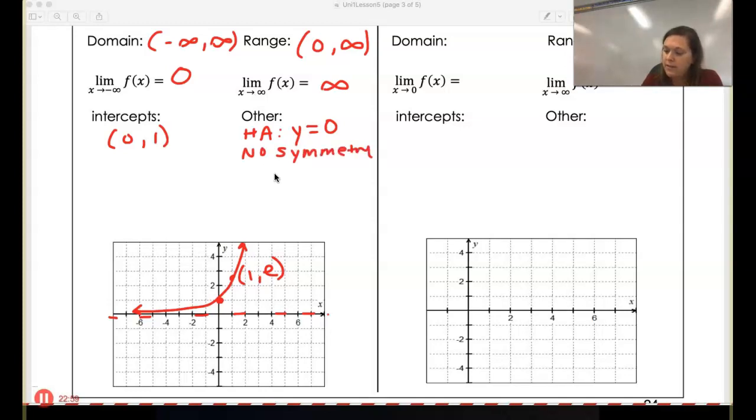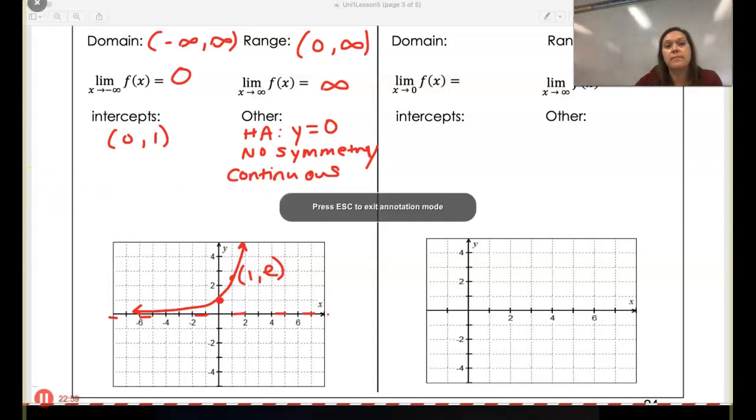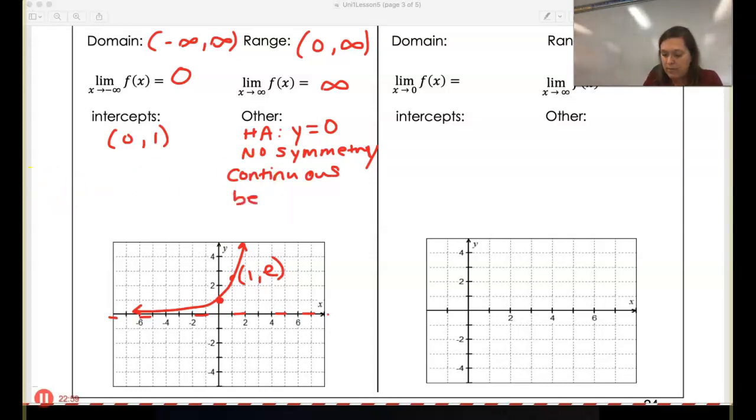Is it continuous? I would say so. Did not pick up my pencil or my fingertip to make that. Is it bounded? Yep, I would say it's bounded below. And I apologize for my chicken scratch, but this is my fingertip writing. And then, is it increasing, decreasing? I would say it's increasing the whole time.